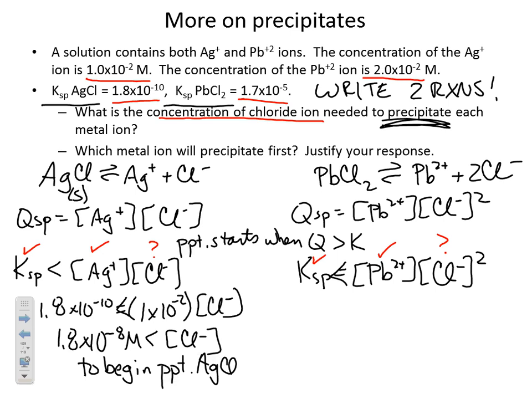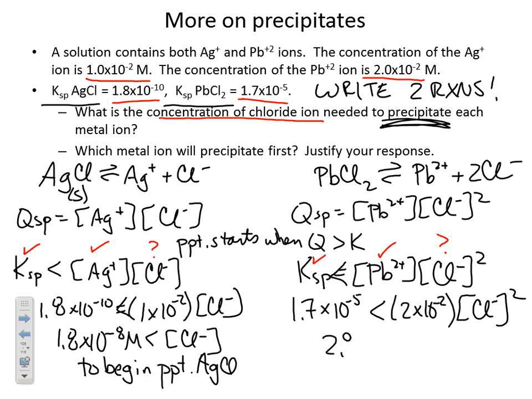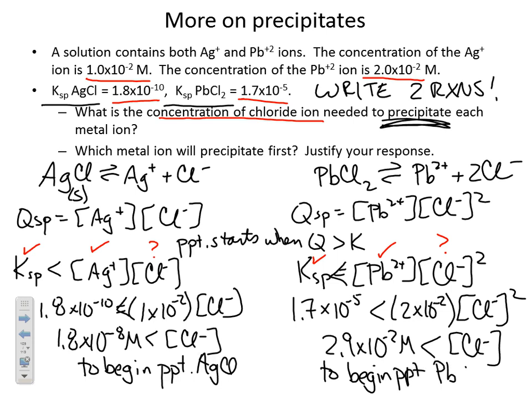I'm going to do the same thing for the lead. I've got 1.7 times 10 to the minus 5th, and the lead concentration is 2 times 10 to the minus 2nd, and we're looking for the chloride concentration, which is squared, so keep that in mind when you're solving. For this one, as soon as the chloride concentration is greater than 2.9 times 10 to the minus 2nd, we will begin precipitating the lead 2 chloride. That's what that value means. So that actually answers the first part of the question. What is the concentration of chloride ion needed to precipitate each metal ion? Boom, there we have it.